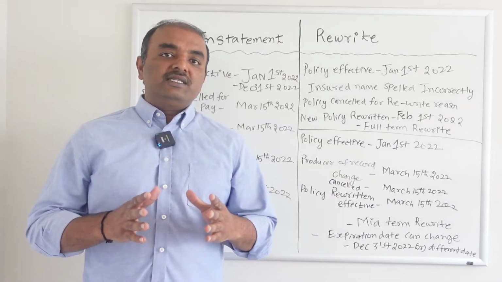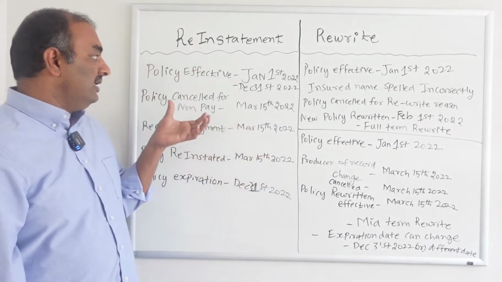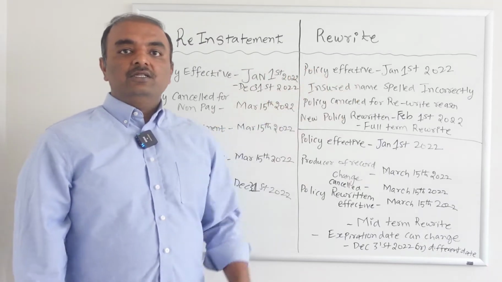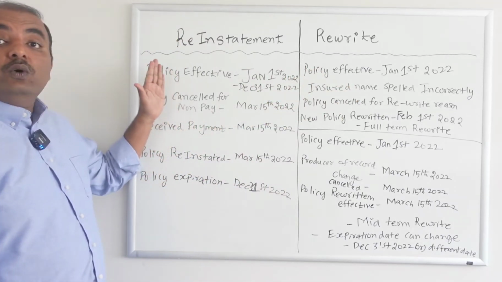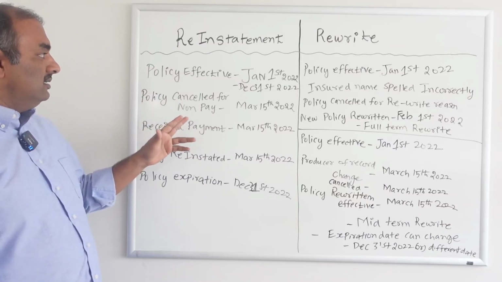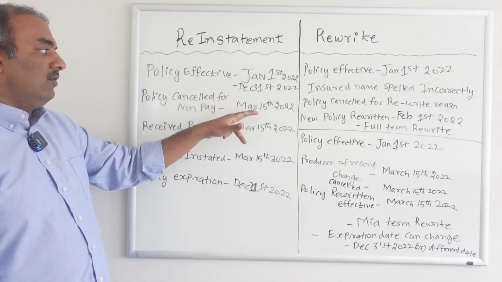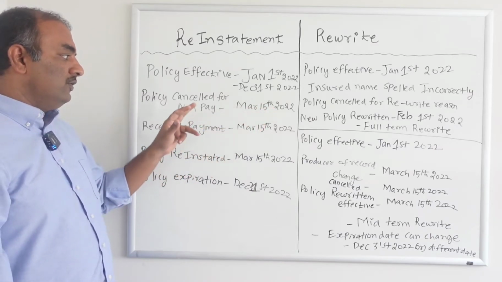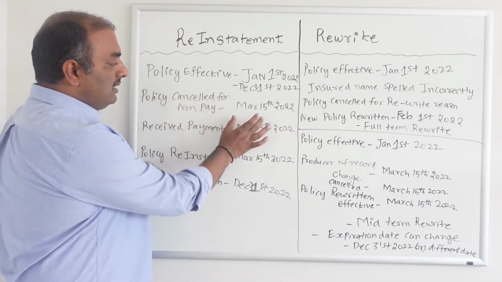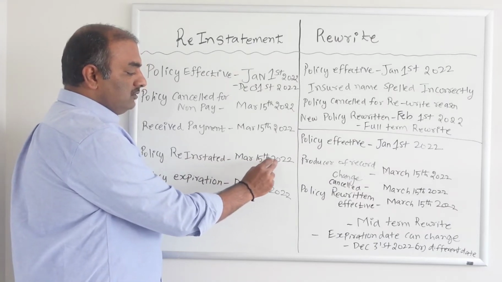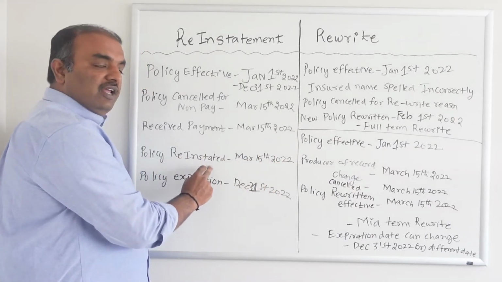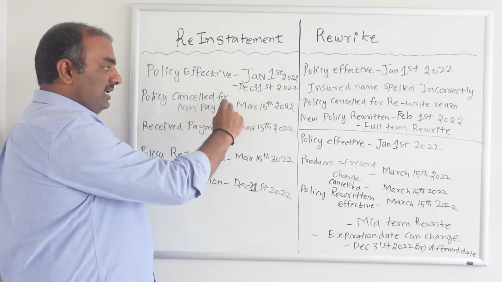So now let's see what is the difference between reinstatement and rewrite. If you see this example, there is no lapse in coverage, which means you have a policy January 1st, 2022, your policy got cancelled on March 15th, 2022. When you reinstate, you are not giving any lapse. You are reinstating as of March 15th, 2022. So your reinstatement effective date and the cancellation effective date are on the same day.